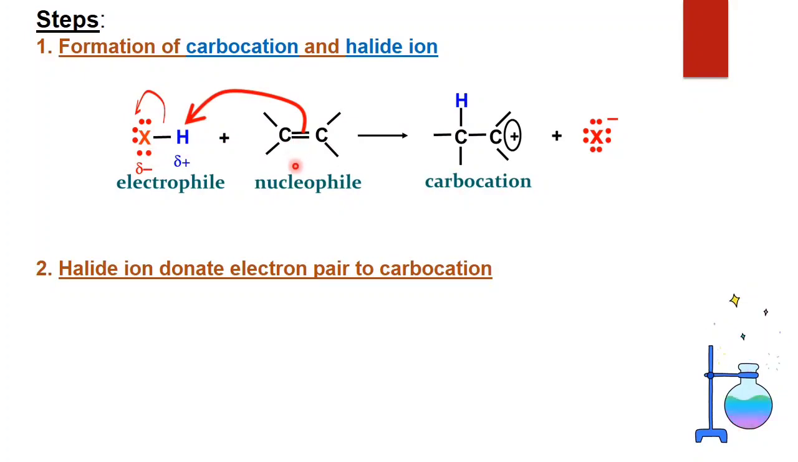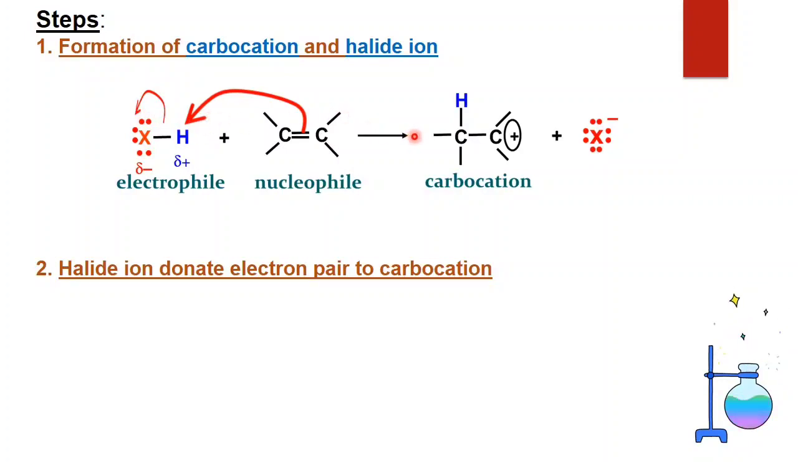Okay, so the first step here, kita akan buat formation of carbocation. So apa yang berlaku dekat sini? One of the double bond here will attack hydrogen, and this bond between hydrogen and halogen will break. It means that both electron here will go to halogen. Okay, so look at the arrow that we use here, the full headed arrow.